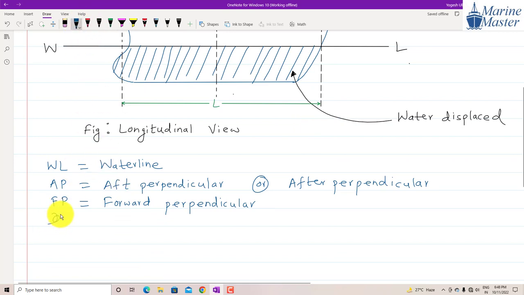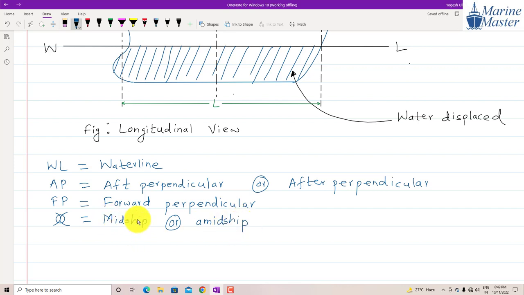Now, what is the meaning of this symbol? One minute, I am not writing properly. Let me. So a circle, this side one semicircle, another side another semicircle. So the meaning of this symbol is what, guys? Midship or amidship. Sometimes we say midship, sometimes we may say amidship. And here, this bottommost portion.